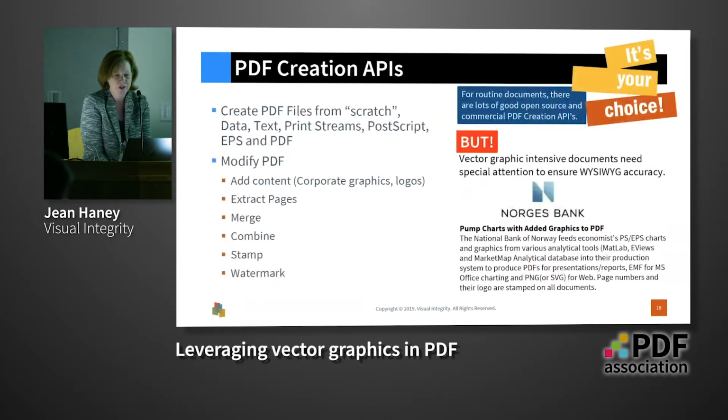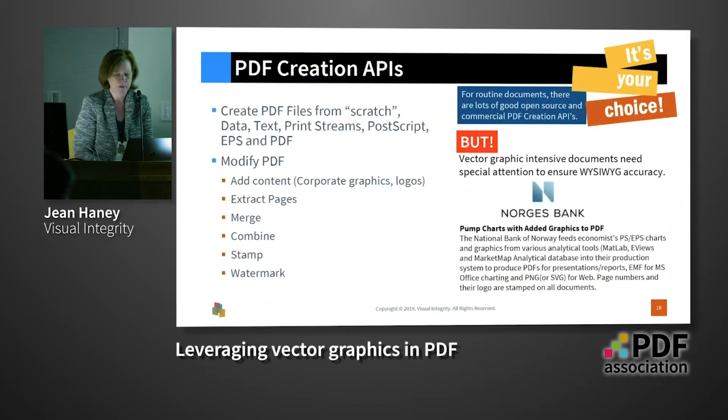As far as PDF creation APIs go, there are a lot of them out there between open source and commercial solutions, and it's pretty much your choice. But when you have vector graphic intensive documents, you need to pay attention to get WYSIWYG accuracy. There are APIs to create PDF from scratch, from data, text, print streams, PostScript, EPS, and PDF, and APIs that allow you to modify that content. And we've heard some of those already at this conference, being able to merge, combine, stamp, and watermark.